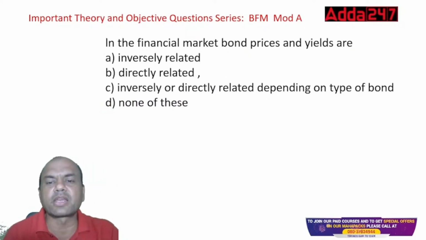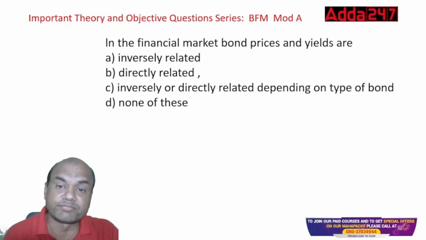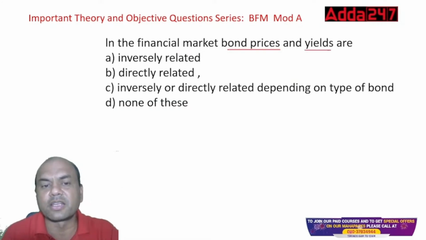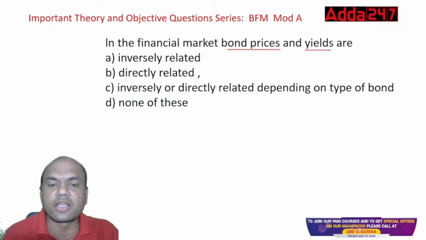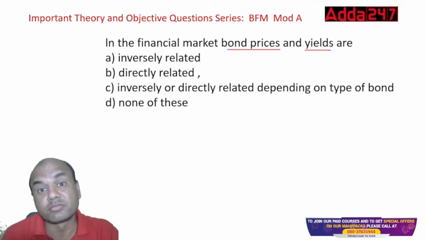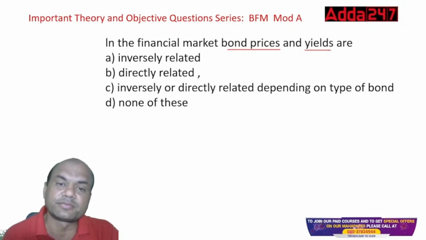In financial market, bond prices and yields are: inversely related, directly related, inversely or directly depending on the type of the bond, and none of these. Give me the answer. What is the answer? Bond prices and yields, inversely, right?